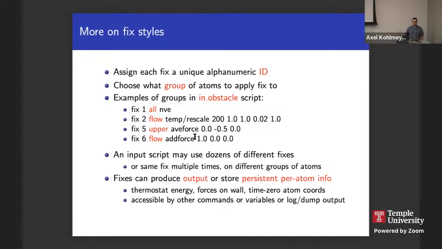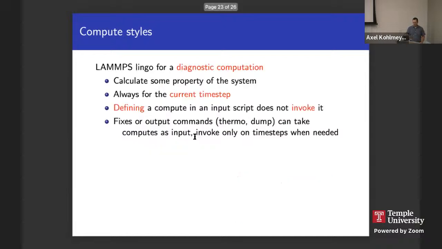So in any input script, you could have dozens of different fixes. You can use the same fix multiple times or on different groups of atoms. Fixes can also produce output and store per atom info, which you could put into a dump file. Some examples are the thermostat energy and forces on the wall, and you can use those in other commands or variables or dump to the logger output files. So again, you go to commands, fix styles, and then find that fix and click on the doc page, and that will tell you information about that specific fix.